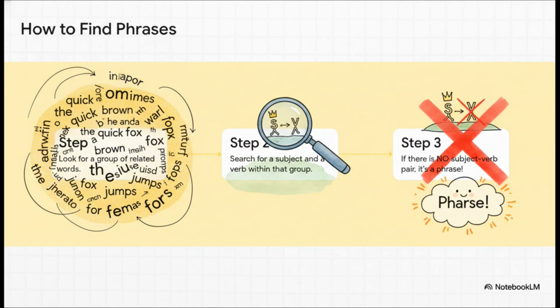So, how do you put this into practice? Here's your simple, 3-step field guide for spotting phrases. Step 1, find a group of words that seem to belong together. Step 2, hunt for a subject and a main verb inside that group. Step 3, if you can't find that subject-verb pair, then congratulations, you found a phrase.